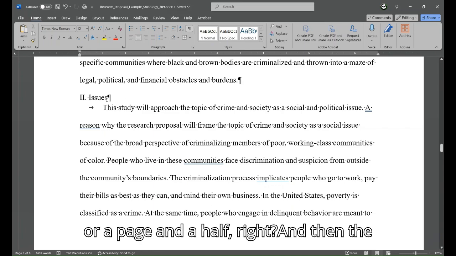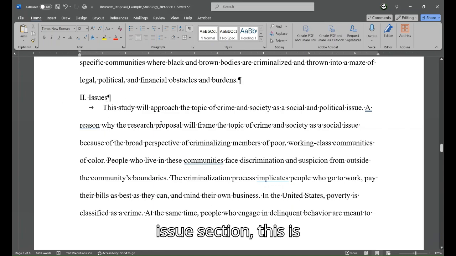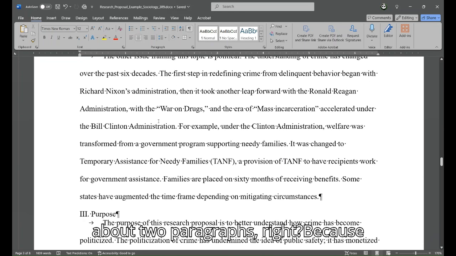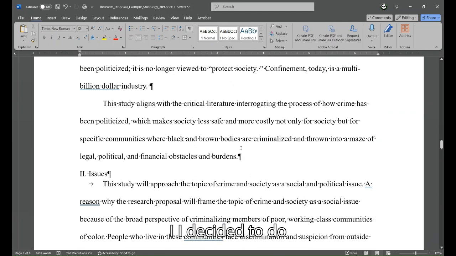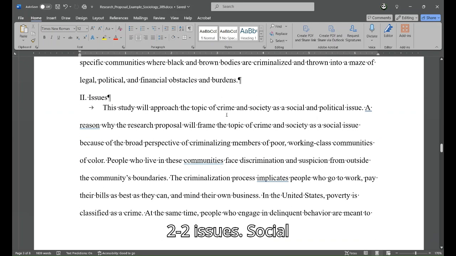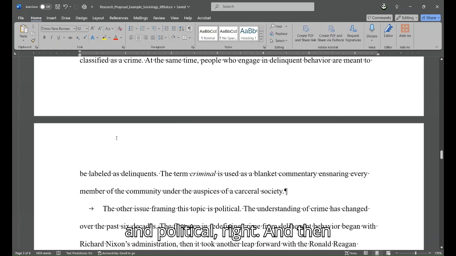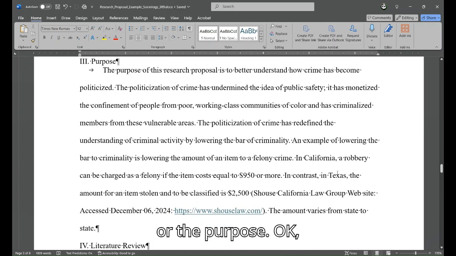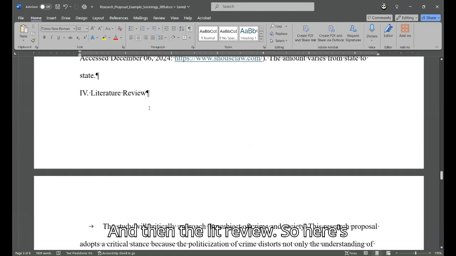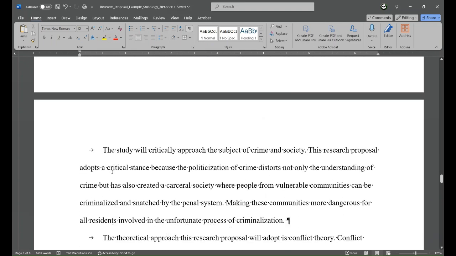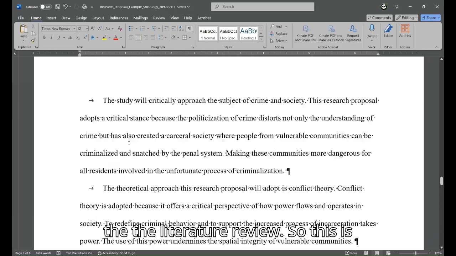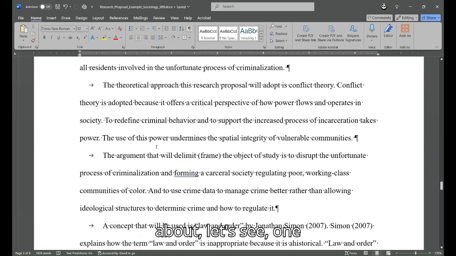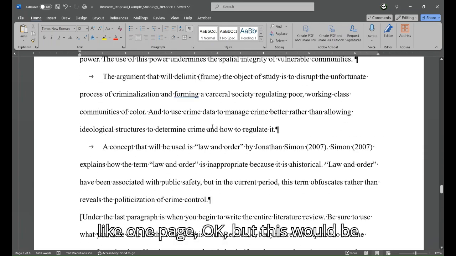And then the issue section. This is about 2 paragraphs, because I decided to do two issues, social and political. And then from the issues, here's the 1 paragraph for the purpose. Okay. And then the lit review. So here's the literature review. So this is about, let's see, like 1 page.